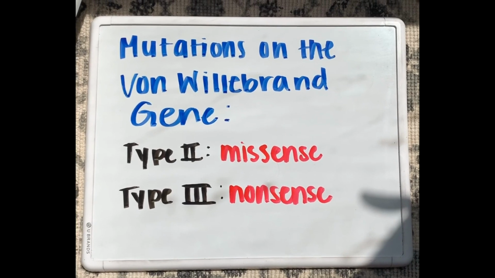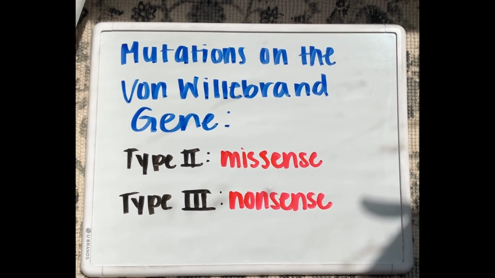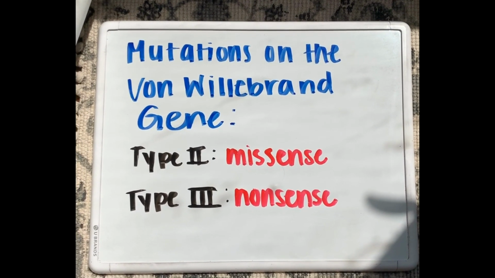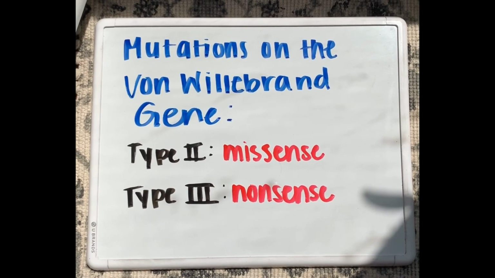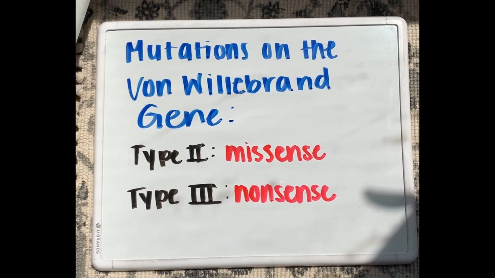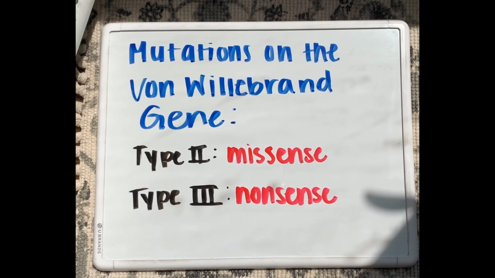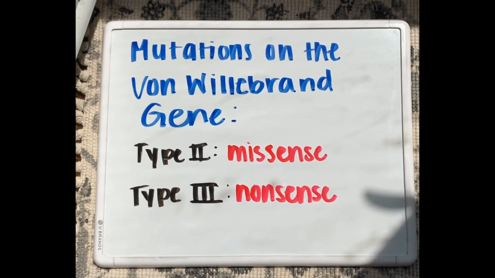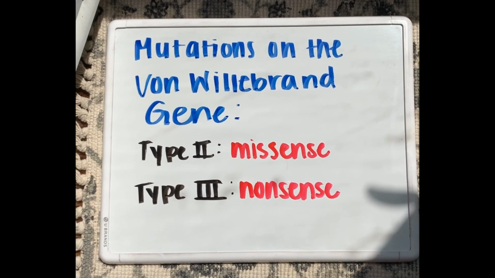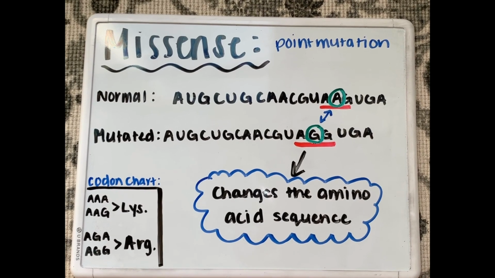Now we're going to talk about the mutations on the von Willebrand gene. Studies have shown that von Willebrand type 3 is most commonly caused by a nonsense mutation, while type 2 is caused by a missense mutation. Type 1 is still being researched, however it's difficult to determine the correct mutation pattern due to variable expressivity and incomplete dominance effects. Here we have an example of a missense mutation.